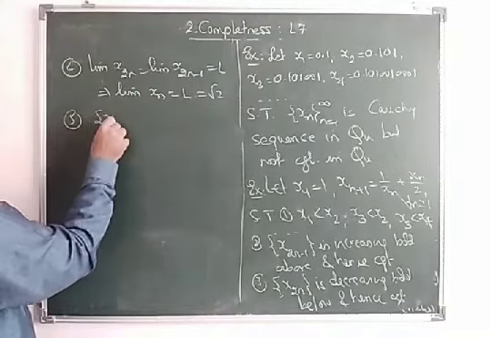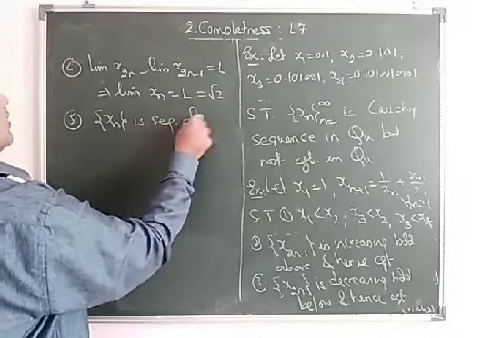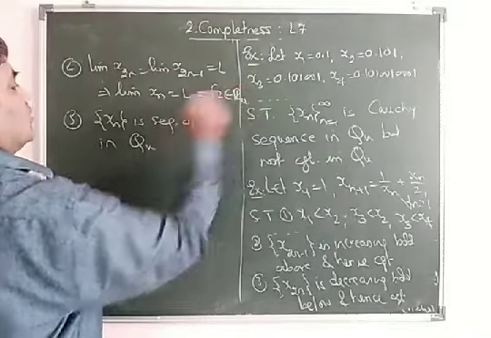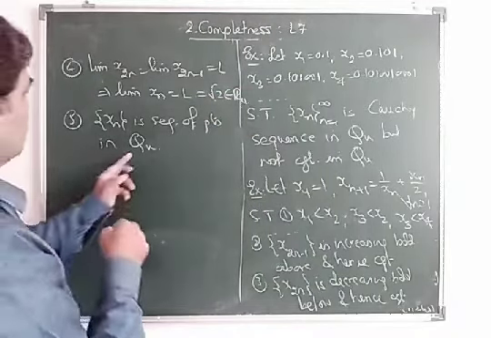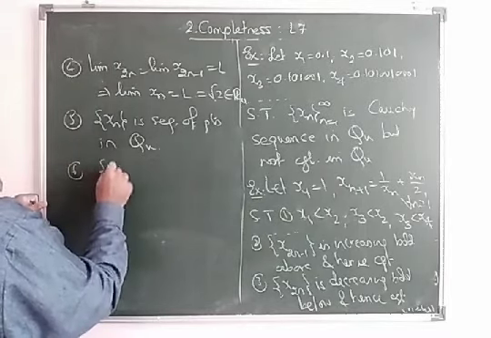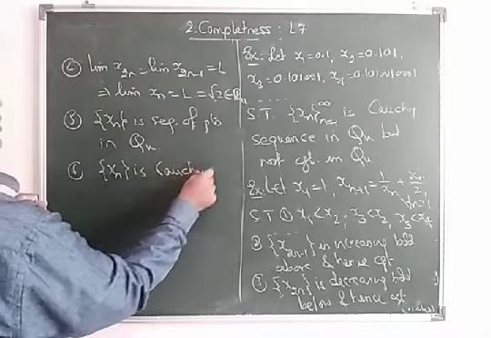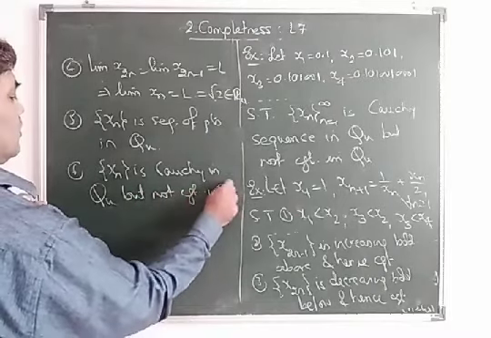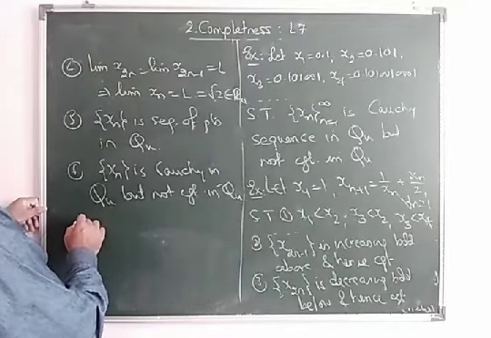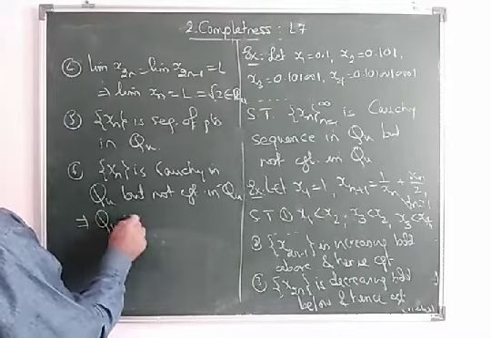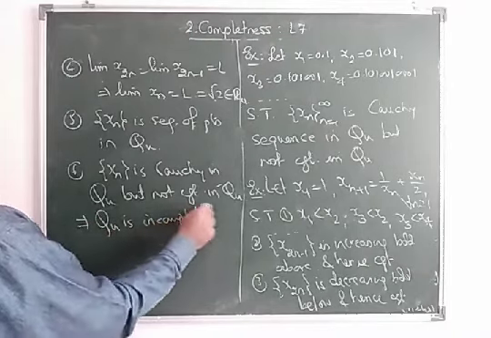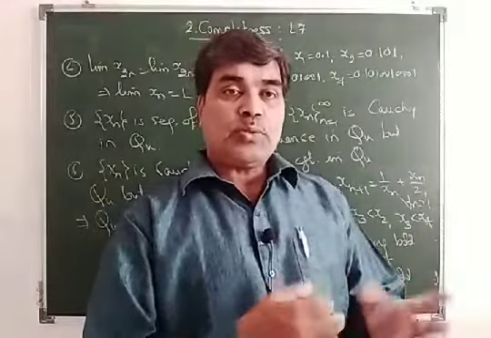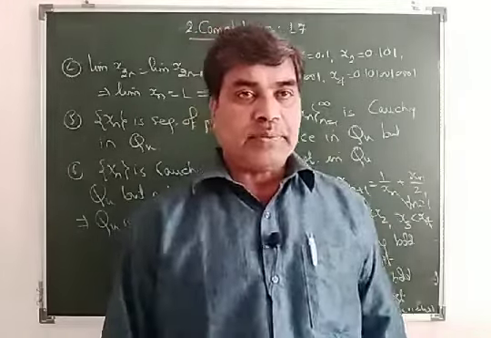5. xn is a sequence of points, elements in Q. This belongs to R. Okay. 6. xn is Cauchy in Q but not convergent in Q. Implies Q is incomplete. You can construct so many sequences of rational numbers which are Cauchy but not convergent, and that's why the set of rational numbers is an incomplete metric space.